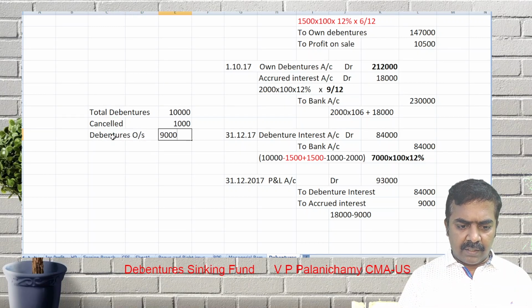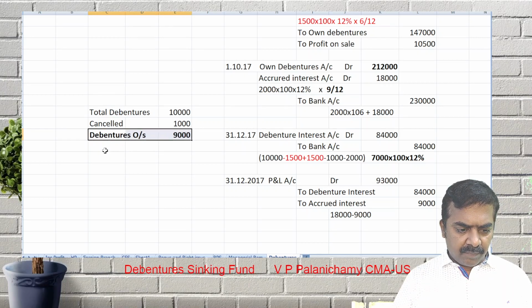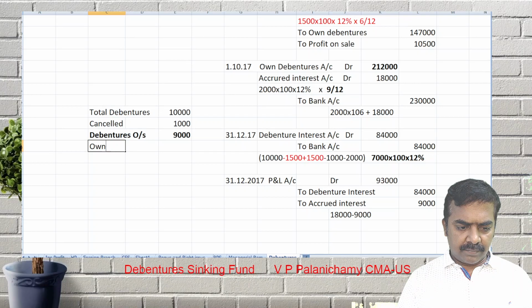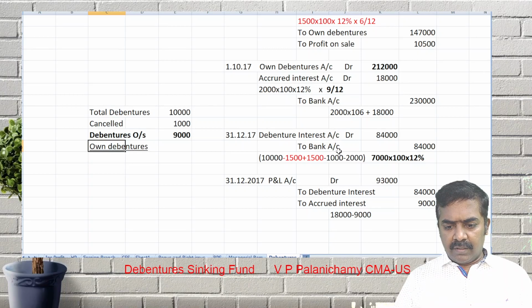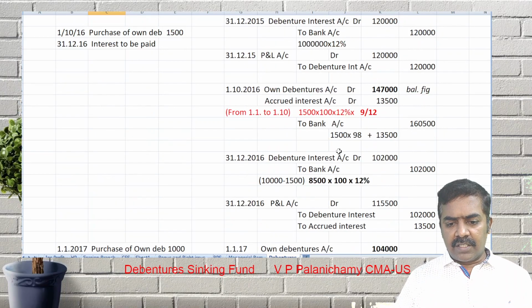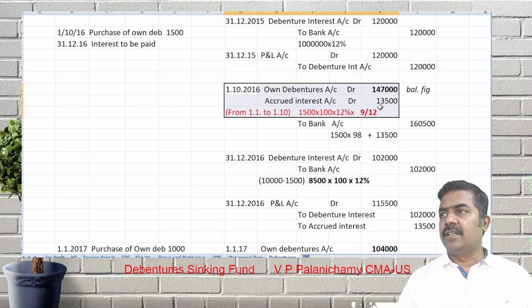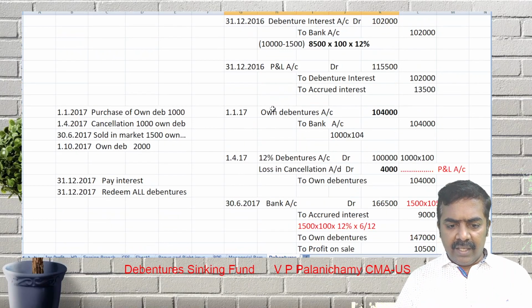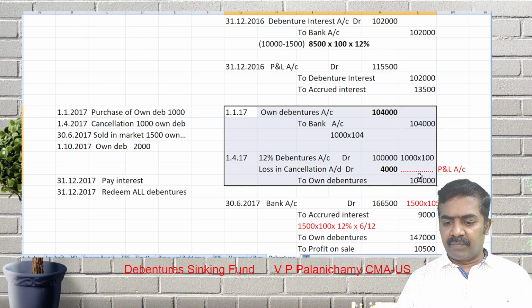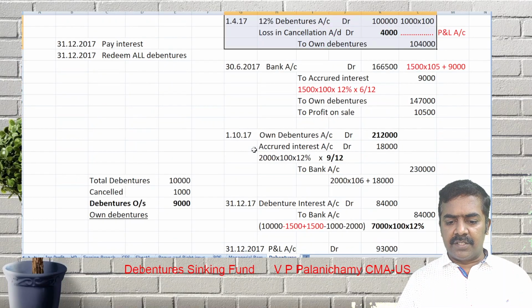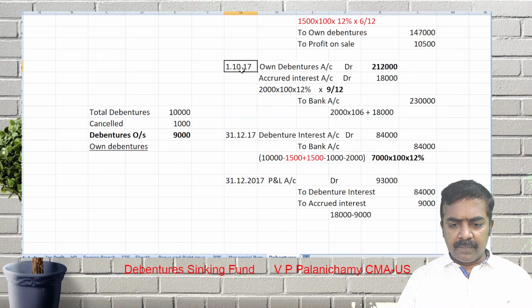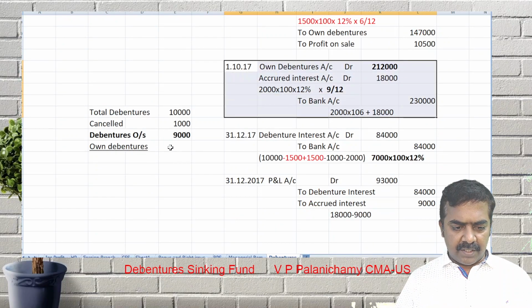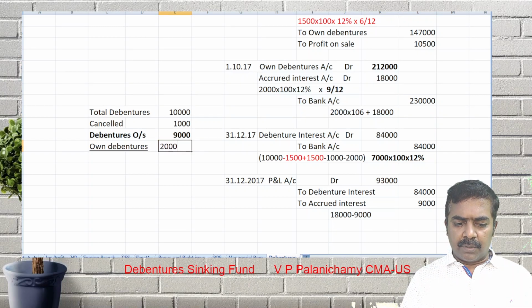Debentures outstanding is 9,000. இந்த outstanding debenturesல எவ்வளோ own debentures வச்சிருக்கோம்? நம்மளோட own debentures நாமளே ஹோல்ட் பண்ணது எவ்வளோ? This 1,500 debentures purchase பண்ணோம் இல்லையா, own debentures. Are we holding it or sold it back? We purchased and we sold it back. Is it with us or is it with the debenture holder? Debenture holder. இந்த 1,000 debentures purchase பண்ணி என்ன பண்ணிட்டோம்? We cancelled it. அது already cancelled, already adjust பண்ணியாச்சு. Next again எவ்வளோ purchase பண்ணிருக்கோம் இப்போ? 2,000 debentures are purchased. So own debentures are only 2,000 now.